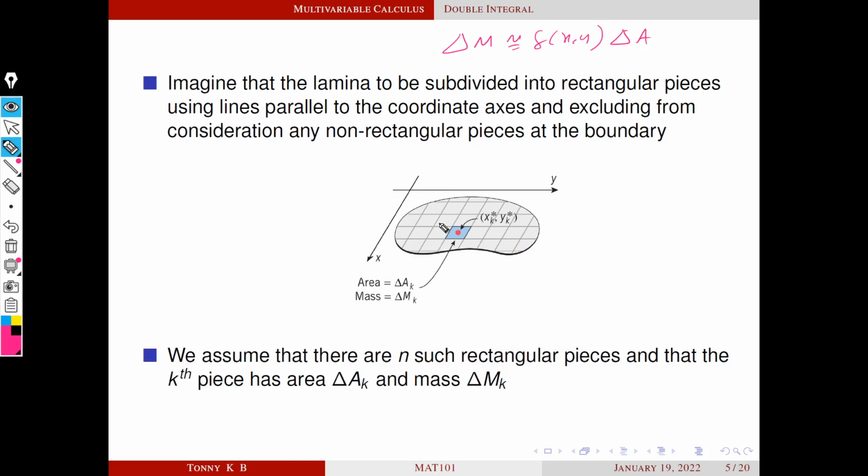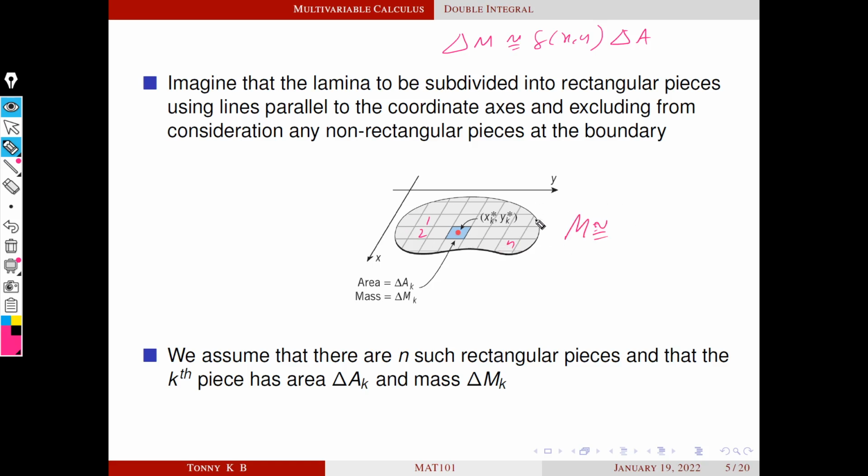Suppose there are n such rectangles. So 1, 2, etc. This is our kth rectangle, etc., up to n. Suppose there are n such rectangles which are completely inside the lamina. And what is delta A_k and delta M_k? Delta A_k stands for the area of the kth rectangle, and delta M_k is the mass of the kth rectangle. Our aim is to evaluate the mass of the entire body.